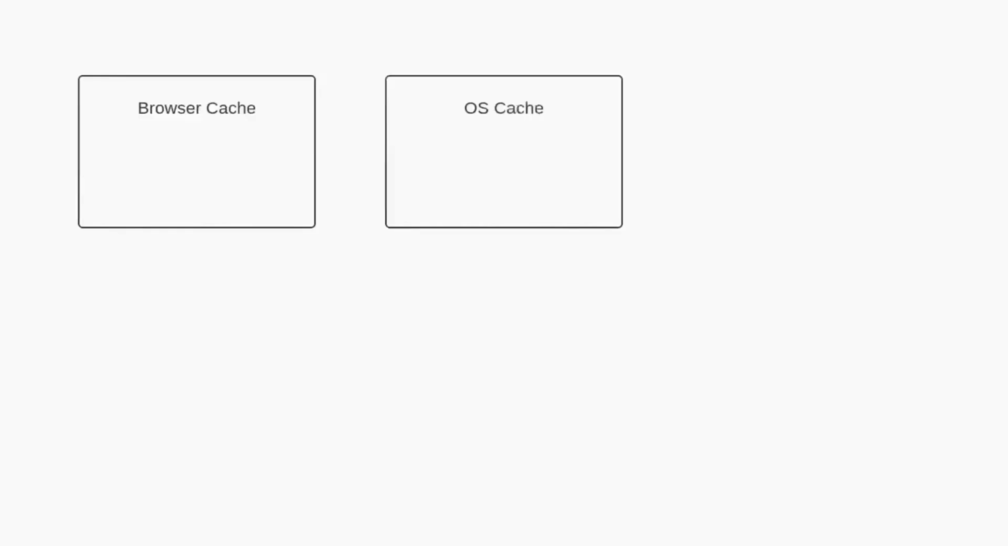Before the browser goes out to the internet, it checks its own memory. This is called caching. The browser maintains a repository of previous DNS lookups to save time. If you visited the site recently, the IP address might already be there. If not, it checks the operating system cache and even your router's cache. It's like checking your own contact list before calling directory assistance.